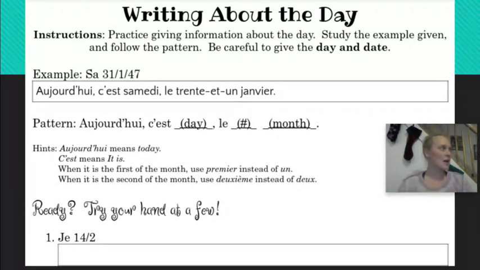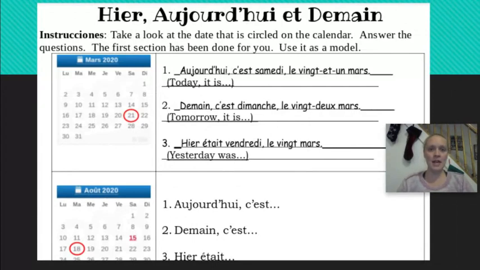Okay, excellent. And then the last piece that you will do today, you'll take a look at the date that's circled on the calendar. That date is today, aujourd'hui. And then you're going to answer the questions. I did the whole first section about mars for you. Use it as a model. So you're saying today is, tomorrow it is, and yesterday was. Aujourd'hui, c'est samedi le 21 mars. So if today is Saturday, the 21st of March, demain, tomorrow, c'est dimanche le 22 mars. So tomorrow is Sunday, the 22nd of March. And then hier était, yesterday was, vendredi le 20 mars. Okay, so you'll use those example sentences from the first one to be able to write the other sentences below.